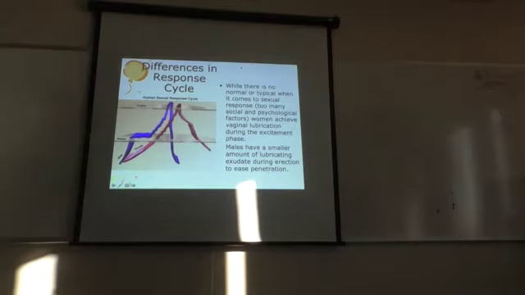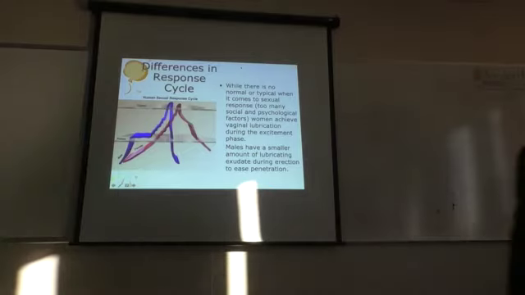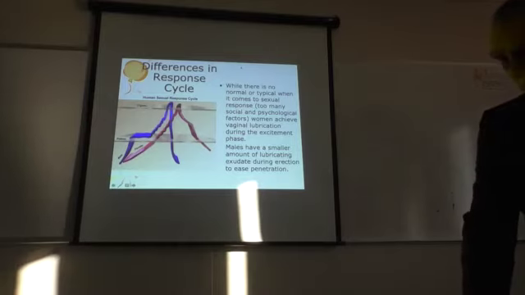Too many social and psychological factors. Women achieve vaginal lubrication during the excitement phase. Males have a smaller amount of lubricating exudate during erection to ease penetration. And this is how the male and the female know that they are excited. They're both lubricating for intercourse.